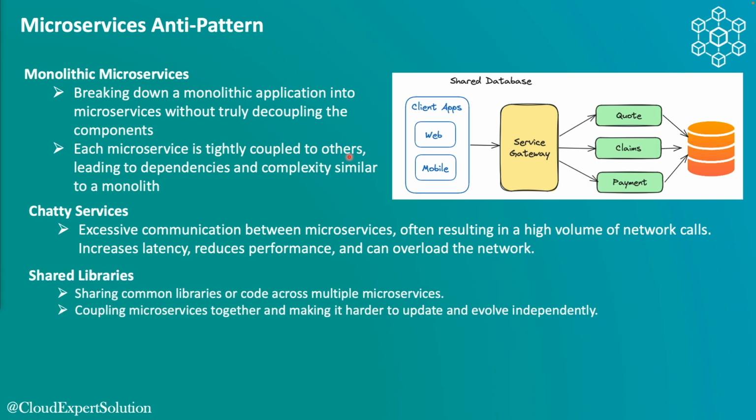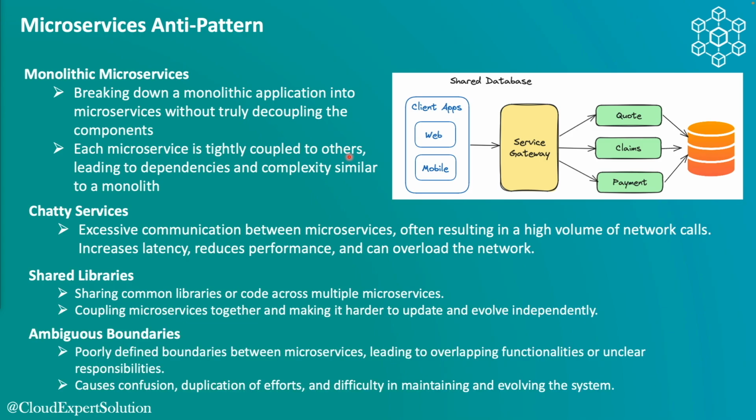Then shared libraries. If you have shared libraries or common libraries across microservice modules, or maybe if you have tight coupling between those microservices, that will make it harder to upgrade or evolve independently, and that will forfeit the microservice advantages. Last but not least, if you have ambiguous boundaries, that means when you designed the microservices, you poorly defined the boundaries between them, which will lead to overlapping functionality or unclear responsibilities. That will cause confusion, duplication of effort, duplication of code, and difficulty in maintaining and evolving the systems.